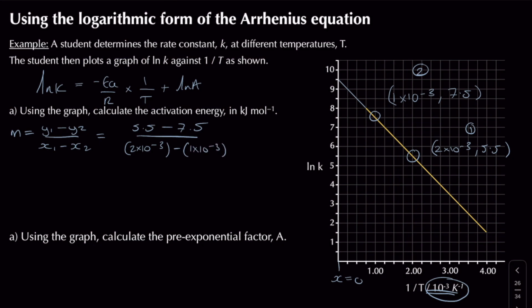Now I'll put that in my calculator. I end up with some nice round numbers in this case, because obviously this data is made up, and that's going to be minus 2000 itself. I get 1 mark there so far.